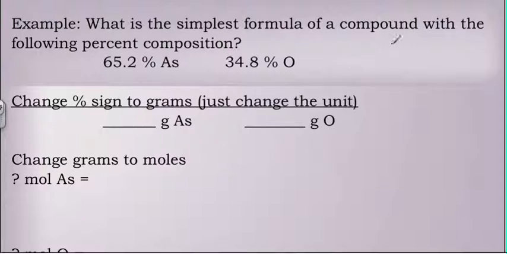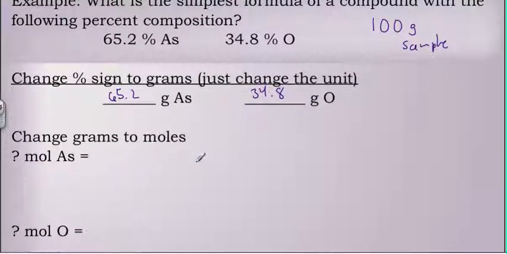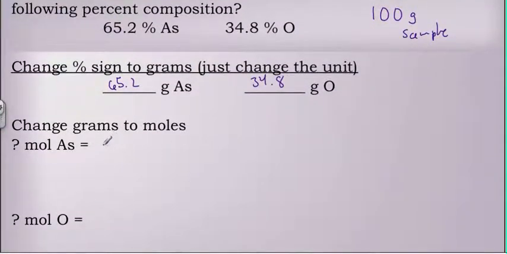In this instance, all we need to do is think of our sample. Let's just imagine we're going to use a 100-gram sample. When we do that, all we need to do is flip these percents into grams. We're still going to do the same exact thing, except when we have our percent, we flip it to grams because we imagine we have a 100-gram sample. So there is 65.2 here and 34.8 here. I'm going to do the exact same thing I did before and convert grams to moles.